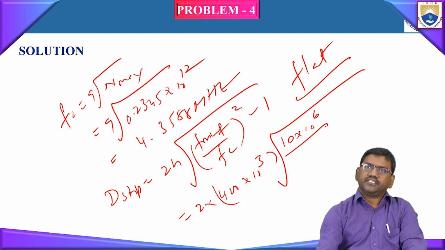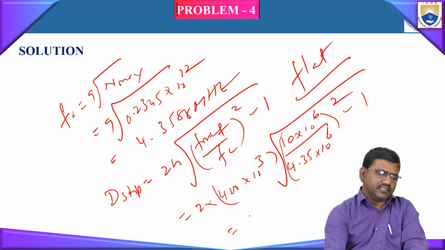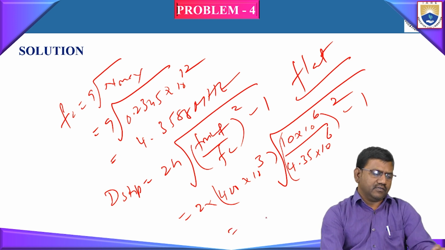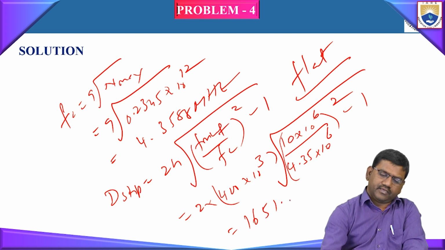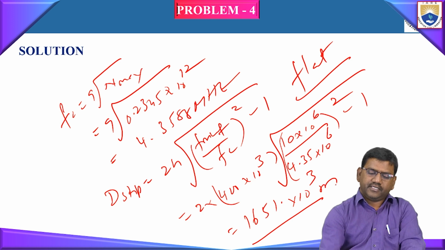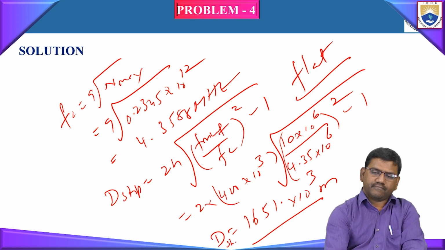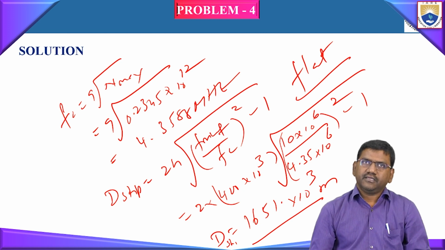And what is the value of fc? The critical frequency, we know that it is 4.35 into 10 power 6, whole square minus 1. If you simplify this value, you will get 1651 into 10 power 3 meters. So this is the d skip. So d skip is equal to 1651 into 10 power 3 meters.